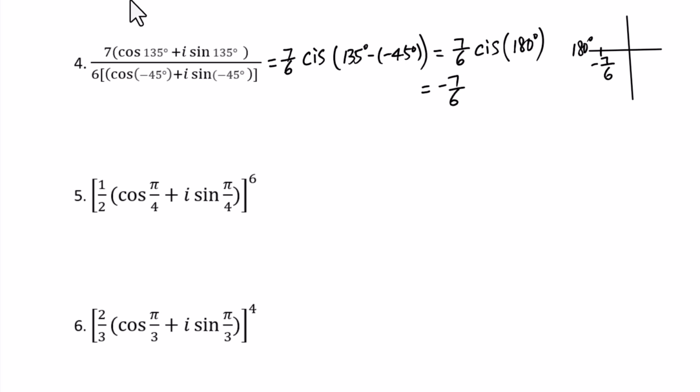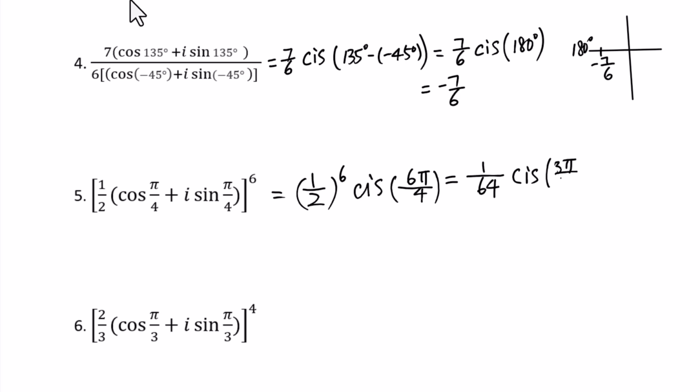Let's go to 5, De Moivre's theorem. So we get 1 over 2 to the 6th power, CIS of 6 pi over 4. We got 1 over 64 CIS 3 pi over 2. Argand plane, 3 pi over 2. So we got negative 1 over 64 i.